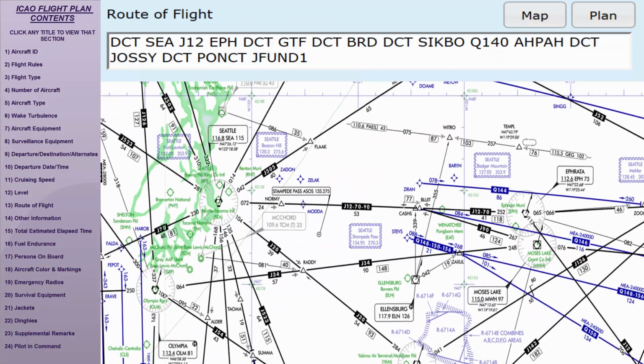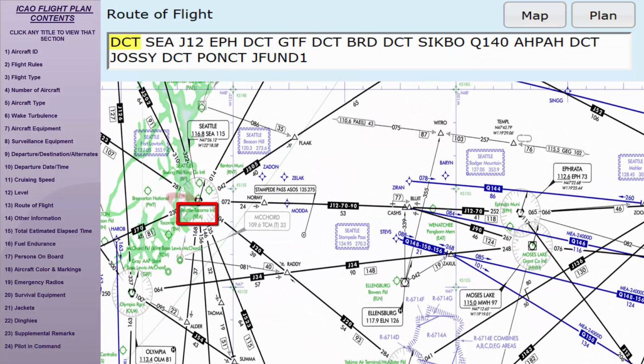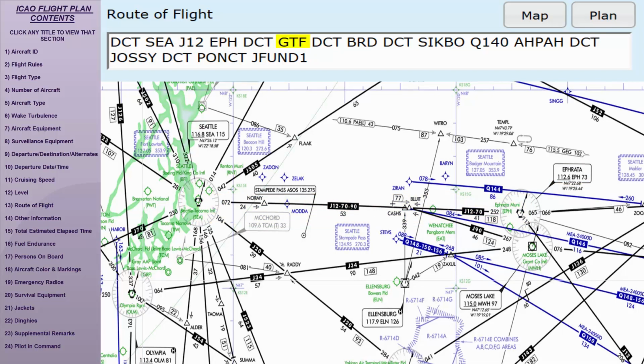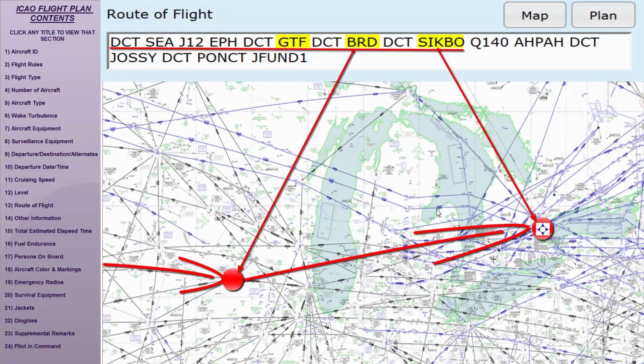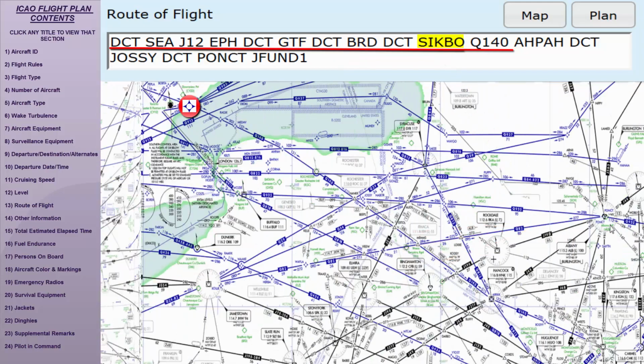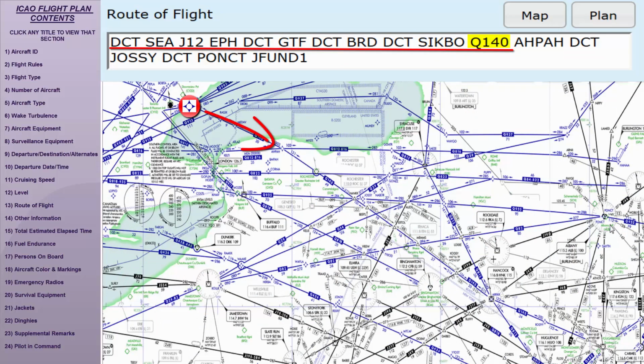In the case of this route, after departure from Seattle, the route goes direct to the Seattle VOR, then joins Juliet 12. The Juliet 12 airway is flown to the nav aid Ephrata. Notice no direct is needed between Seattle, J12, and Ephrata. The route then proceeds along a route across multiple VORs to the waypoint SICKBO. In this case, direct is required between each VOR. Once at SICKBO, the route joins RNAV route Q140 to waypoint APA. Again, no direct is needed.